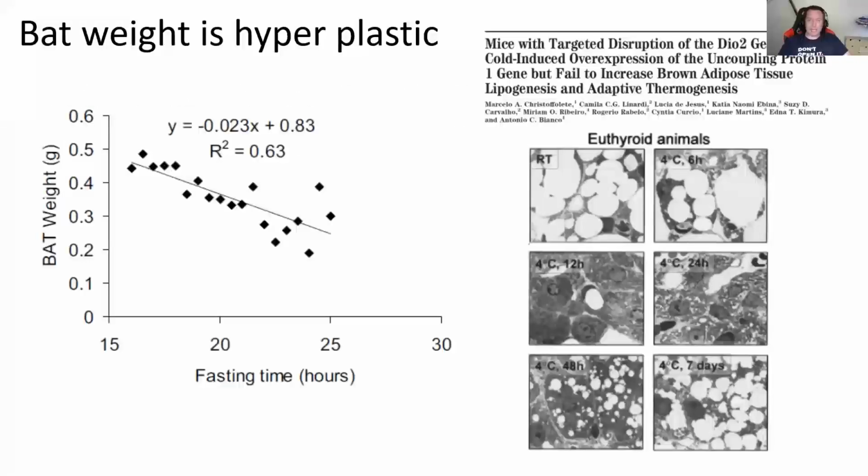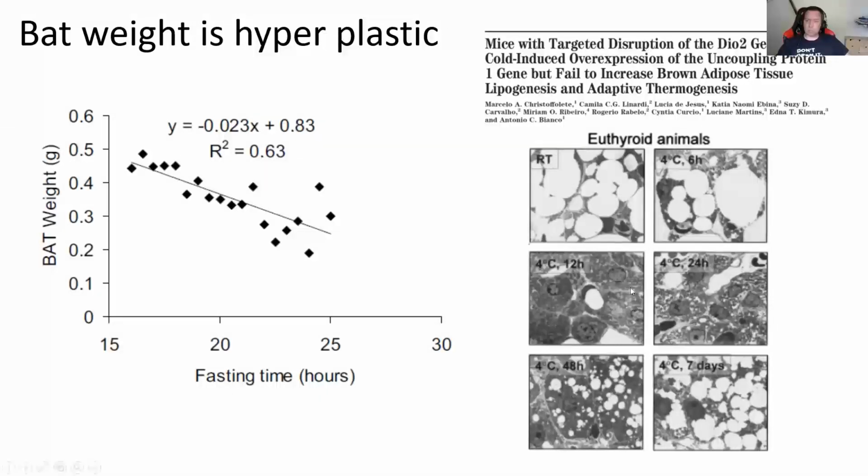BAT weight is really not very useful. We kind of alluded to this earlier, from the paper by Christophe et al., which showed that just 12 hours of cold exposure was enough to remove all the lipid in brown fat. Now, in our hands, brown fat is usually about 40 to 50% lipid, and that means 12 hours of cold exposure is enough to roughly halve the weight of your brown fat.